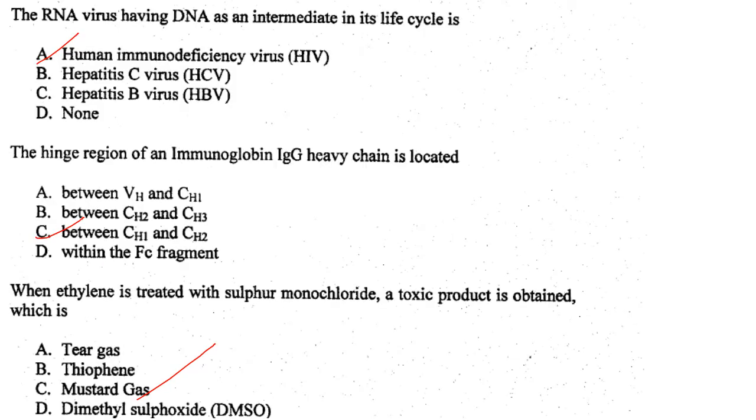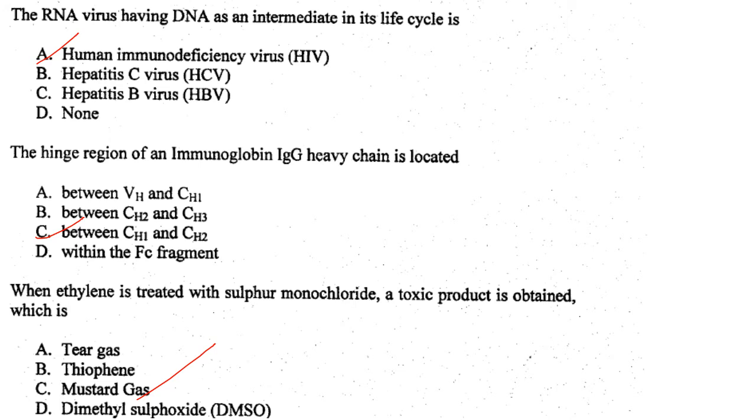Now next one. The RNA virus having DNA as an intermediate in its life cycle is? So it is human immunodeficiency virus or HIV. Answer is option A. The hinge region of an immunoglobulin IgG heavy chain is located.